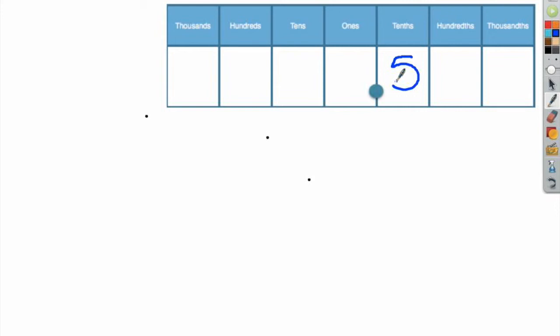We know that first number is 5, right? And we're going to multiply by something. With that last number, we multiplied by 10, right? But what is the tenths column worth? What is that worth? It's just a part, right? It's a fraction. So what would that look like as a fraction? 5 times, what would my fraction be?